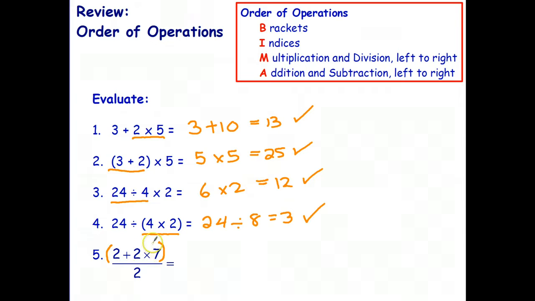So for this one, I'm first going to do the 2 times 7. So I've got 2 plus 14 all over 2. Again, the implication is I simplify the numerator first. So that's going to be 16 over 2, which simplifies to 8, or evaluates to 8. So there's a quick review of the order of operations. And it turns out that you need to know the order of operations in order to be effective at solving linear equations.